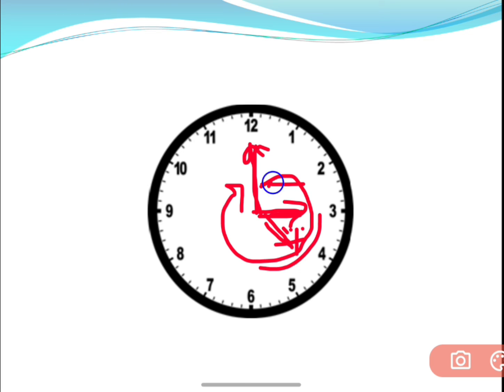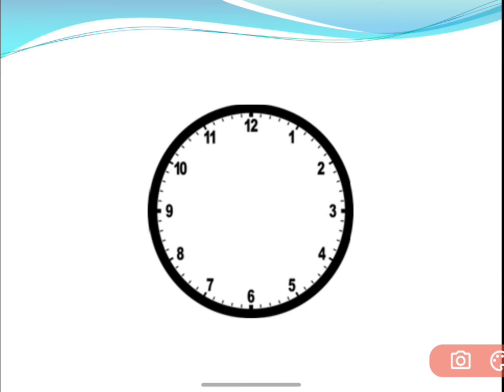Again, if it takes one more round, the shorter hand will be moving towards 5. It will be reaching 5 when the longer hand reaches 12. Again, if the longer hand takes one more round, then the shorter hand will be reaching 6. You understood, children? So in an hour there are 60 minutes. That's what we have learned. 1 hour is equal to 60 minutes.